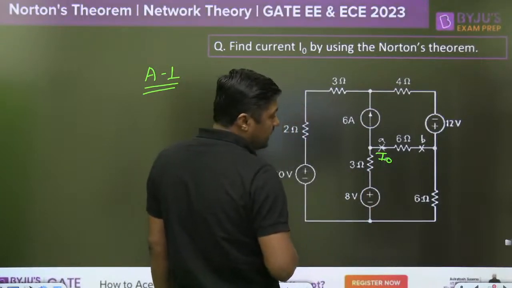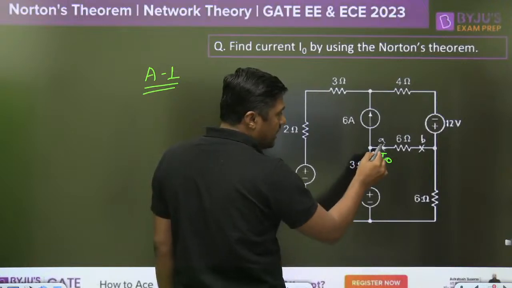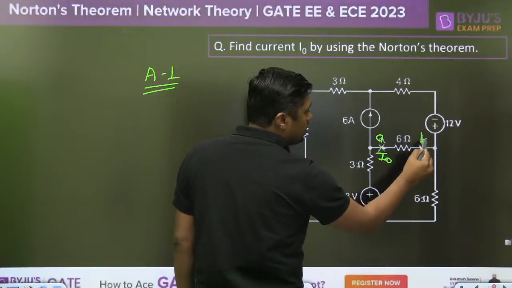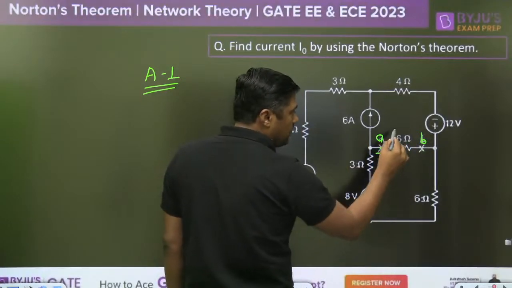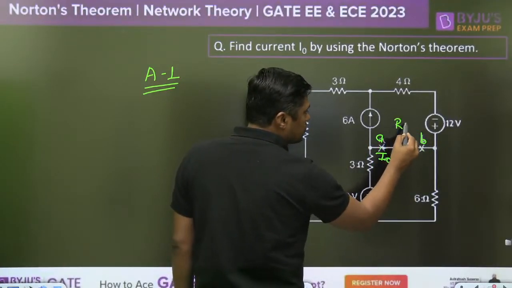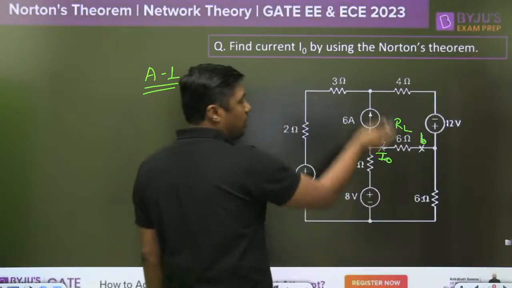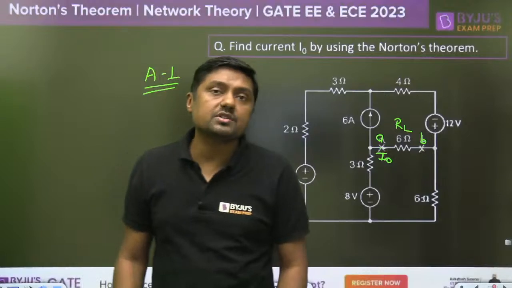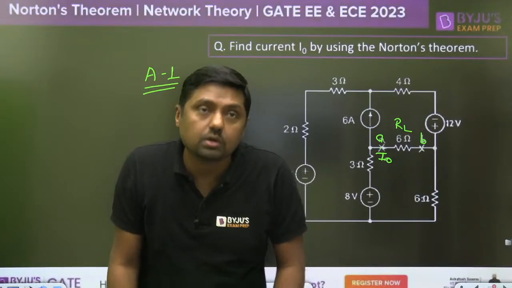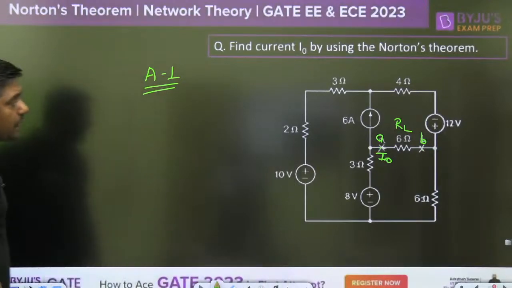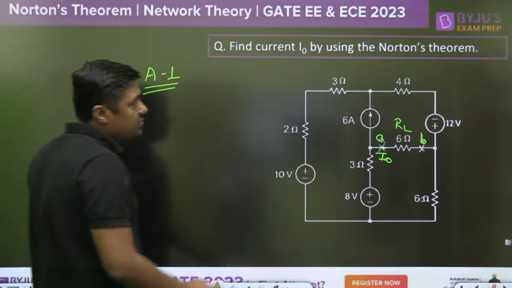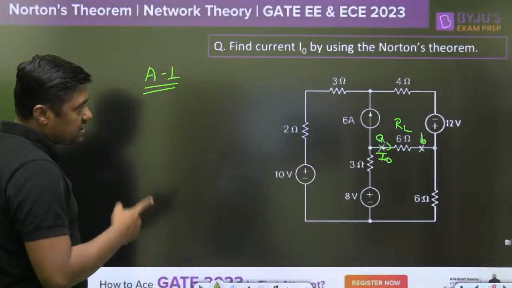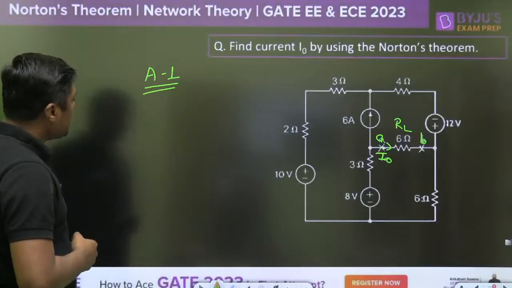Try to understand, this is the A, this is the B. At this point, A or B, you can apply the Norton's theorem. First of all, consider 6 ohm as RL. Remove this RL, find the Norton's equivalent across A and B, then connect the 6 ohm resistor and find the value of I naught. Give me the magnitude. I naught is the current in this branch from this point to this point.